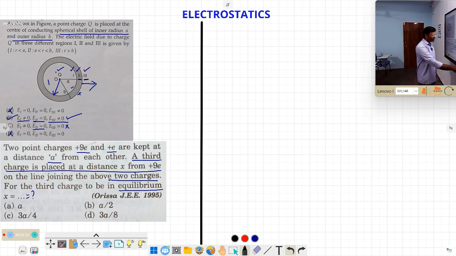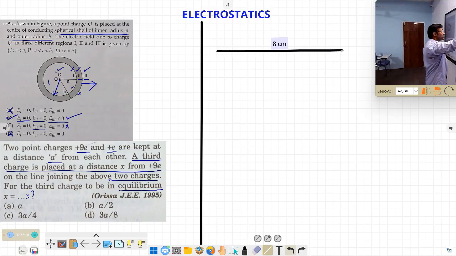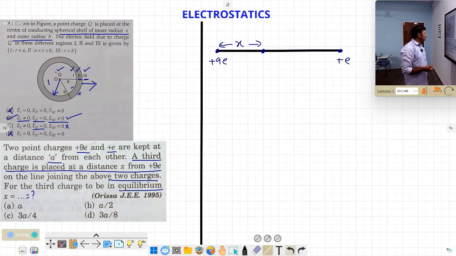So here you can consider this is the line along which the charges are placed. The first place is where we take plus 9e. Another charge kept there is plus e, and we are keeping one more charge. A third charge is placed at a distance of x from plus 9e along the line joining the two charges, for the third charge to be in equilibrium. That charge value is not given. They're asking to find the position where you keep the third charge so that the system will be in equilibrium.